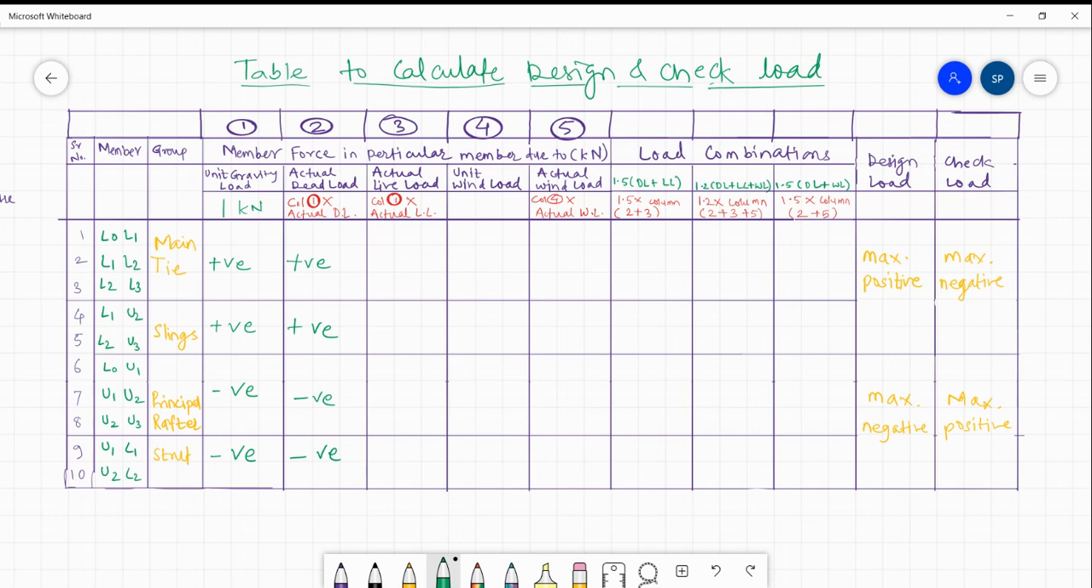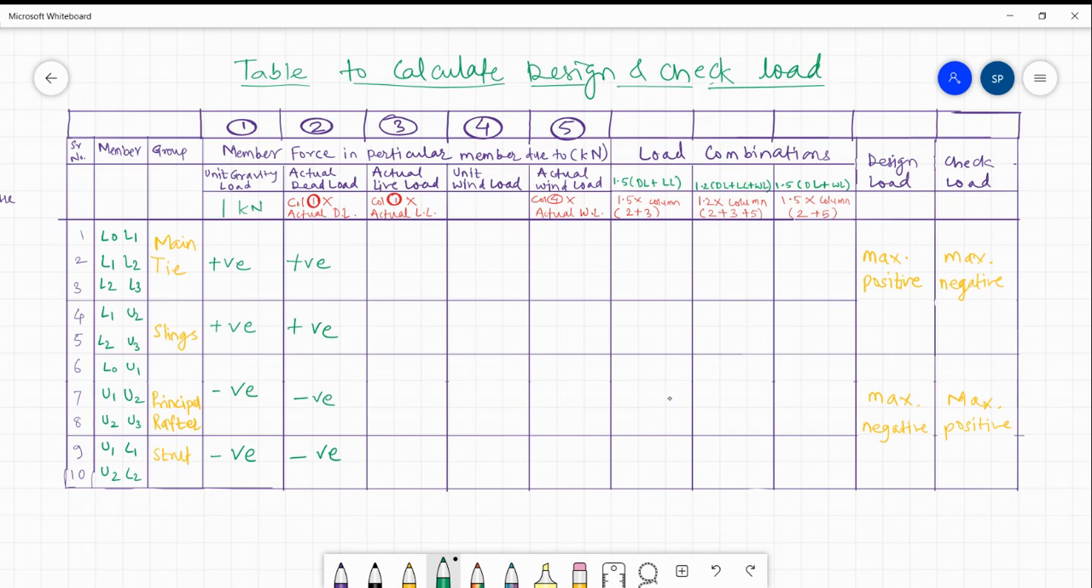So it is the actual interior panel point dead load value you get after the load calculation step in roof truss design. Whatever actual dead load value you get, once you multiply it by column 1, whatever you get in column 2 gives you the member force in the various members due to the dead load acting on that particular roof truss.